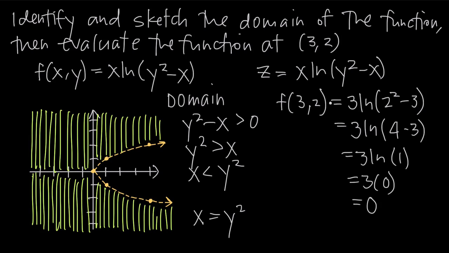So at the point (3, 2), the value of the function is 0, which means, because the function can also be written as z = x ln(y² − x), when x is 3 and y is 2, z is equal to 0. So if we were to graph this function in three-dimensional coordinate space, when x is 3 and y is 2, the value of z along the vertical axis, the value of the function there, is 0. So that's another example of how to identify and sketch the domain of a multivariable function.